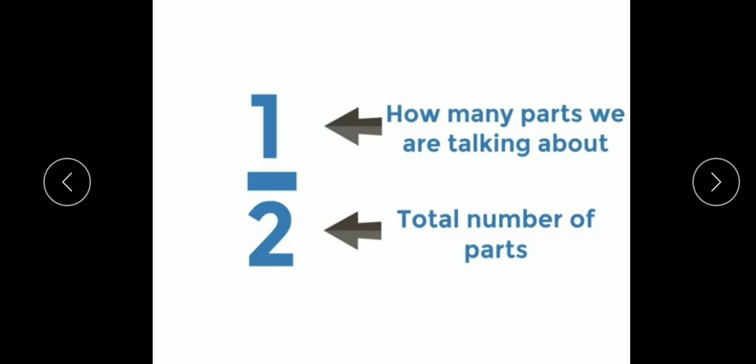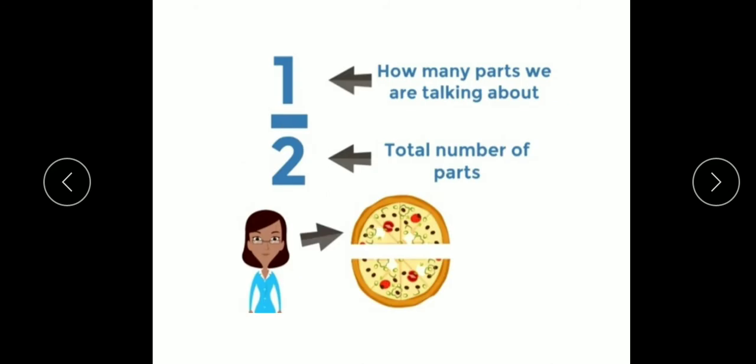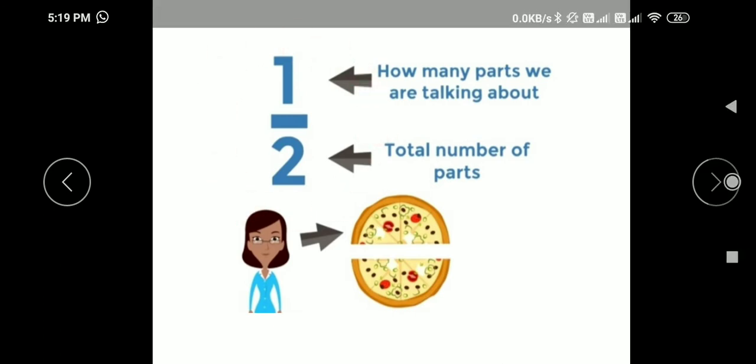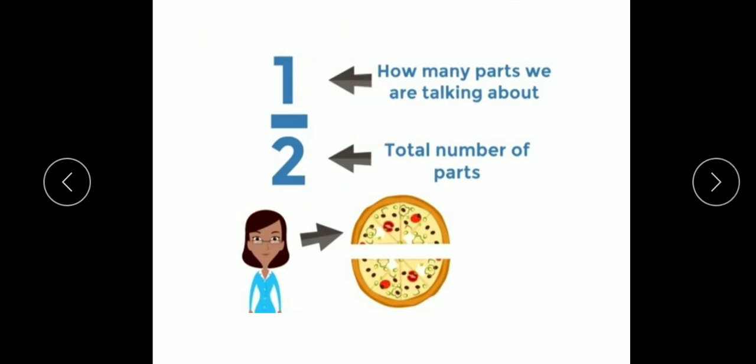So children, let's go back to our example. There are total 2 parts of pizza, right? So we write 2 at the bottom and Sandy just gets 1 part. Out of 2 parts, Sandy gets 1 part. So we write 1 at the top. So this is 1 by 2, or we can say 1 upon 2.